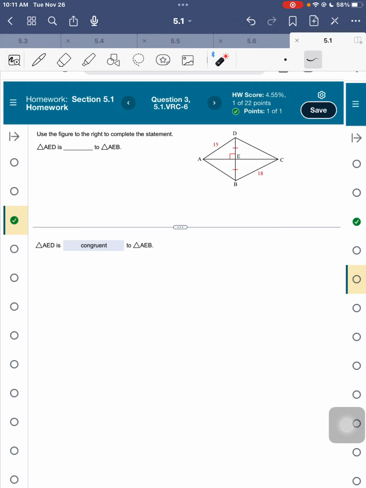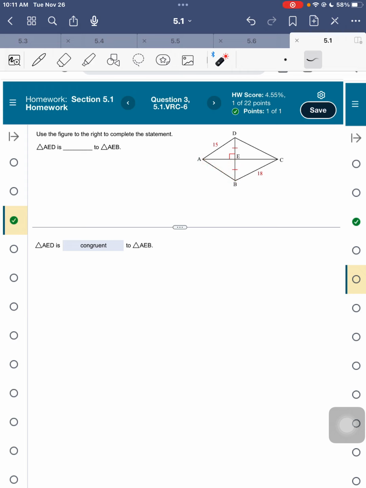Okay, so let's take a look at this first one. Use the figure to the right to complete the statement. Triangle AED is blank to triangle AEB. Okay, so we're taking a look at this triangle and this triangle. So what do we notice about this triangle?